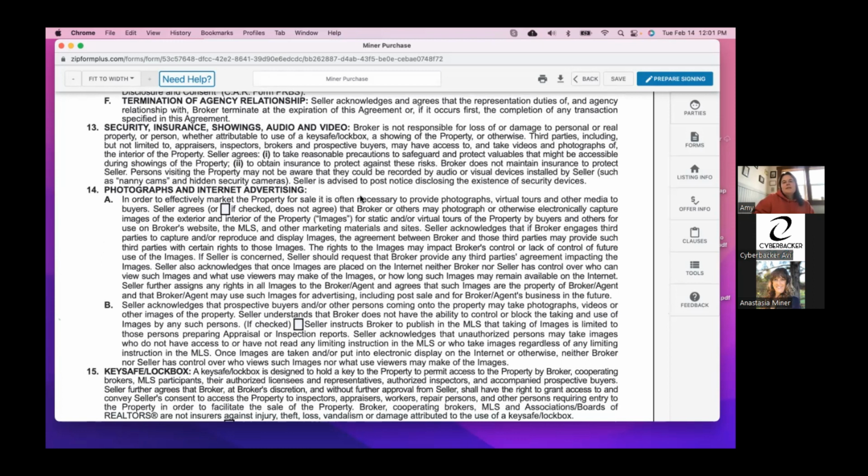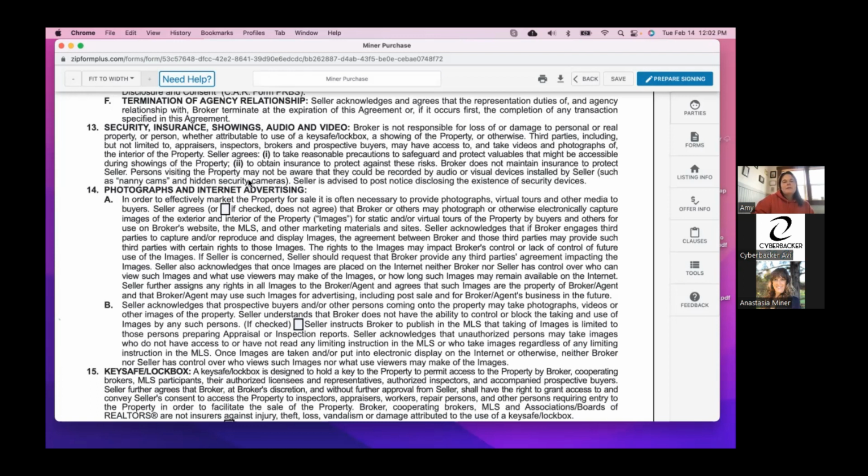Broker is not responsible for loss or damage to personal or real property or person, whether attributable to the use of a key safe lockbox, a showing of the property, or otherwise. Third parties, including but not limited to appraisers, inspectors, brokers, and prospective buyers may have access to and take videos and photographs of the interior of the property. Seller agrees to take reasonable precautions to safeguard and protect valuables that might be accessible during showings of the property, to obtain insurance to protect against these risks. Broker does not maintain insurance to protect the seller.